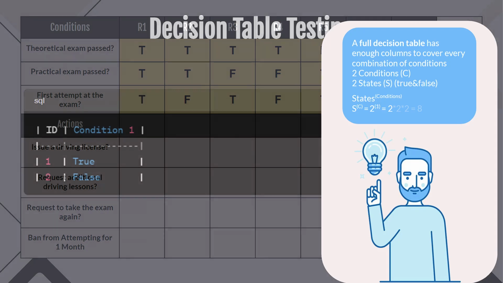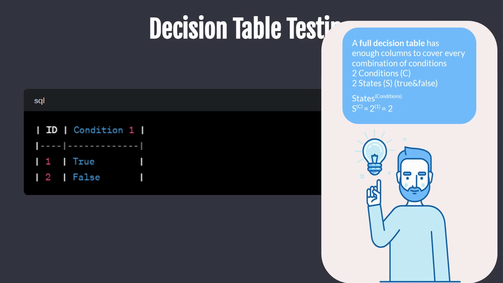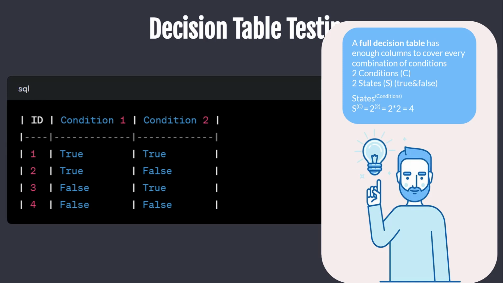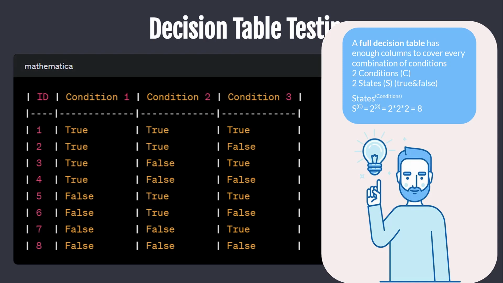If you have one condition that can be true or false, then you only have 2 options, true and false. Since you have 2 conditions, then you already have 4 options, 4 combinations of true and false. With each additional condition, the number of combinations increases twice.